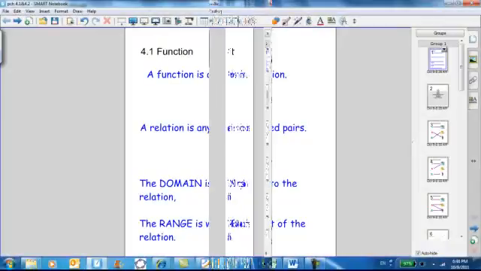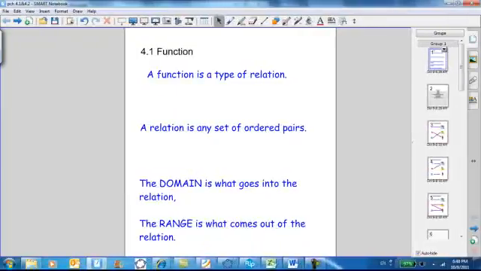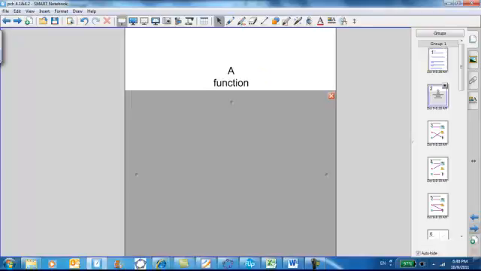Functions, 4-1. A function is a type of relation, and a relation is any set of ordered pairs. Relations map domains onto ranges. The domain is what goes in, and the range is what comes out. Here's the formal definition of a function.